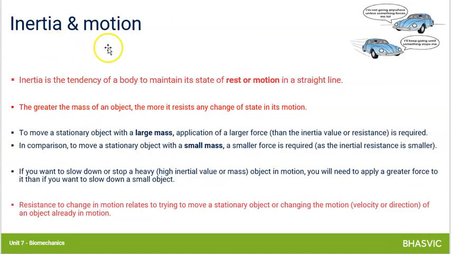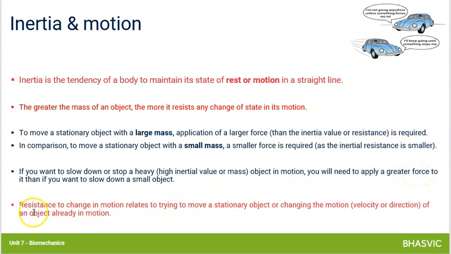So, just to summarise, inertia is the tendency of a body to maintain its current state of motion, whether that's at rest or in motion, travelling in a straight line. The greater the mass, the more resistance there is to change. A large mass means a big inertial value, a small mass means a small inertial value. If you want to slow down an object with a high mass and therefore high inertial value, that's harder. You've got to apply bigger forces to slow it down, and obviously the reverse is true. If you want to slow down an object which is low mass, with low inertial value, it's easier. You don't need to apply quite as much force.